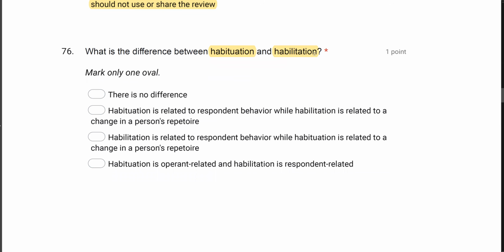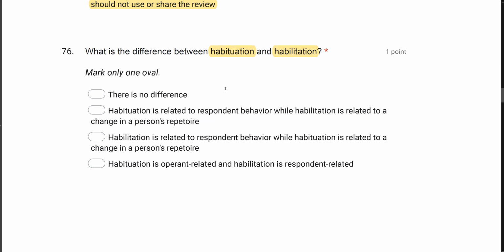Now, habituation is associated typically with respondent behavior, where we present a stimulus enough and the reflex decreases. Okay. Habilitation is a much more common word even outside of ABA, right? It's typically thought of as when people with special needs are taught skills or their world is opened to more reinforcement, and punishment from the world is decreased. Okay, you're habilitating people to the world essentially, and that's really the difference.